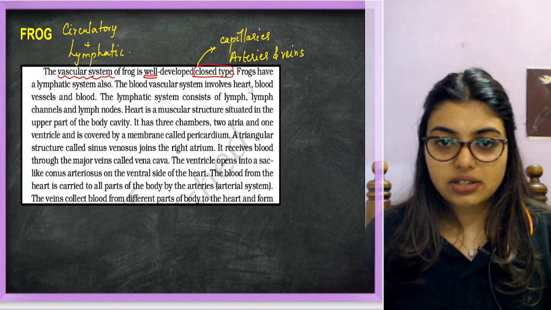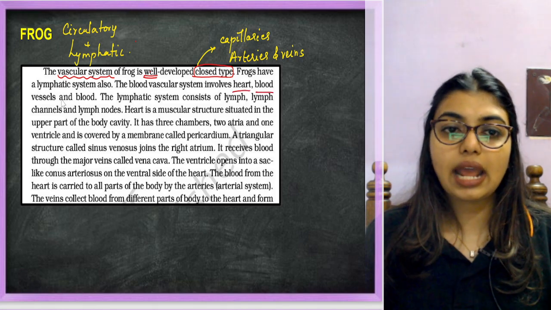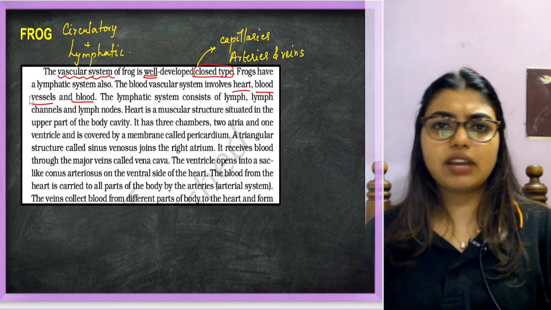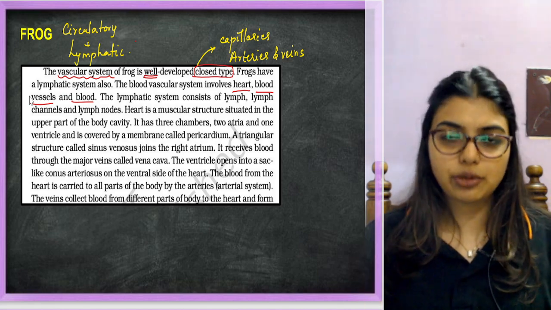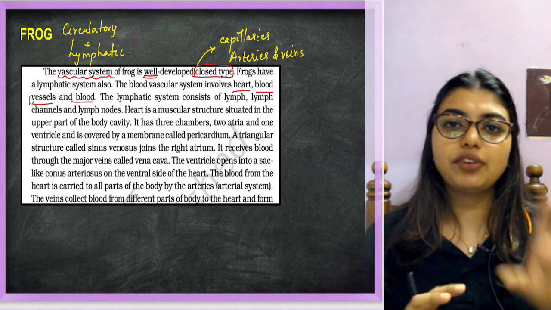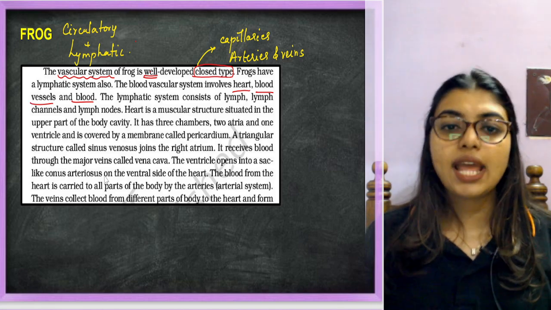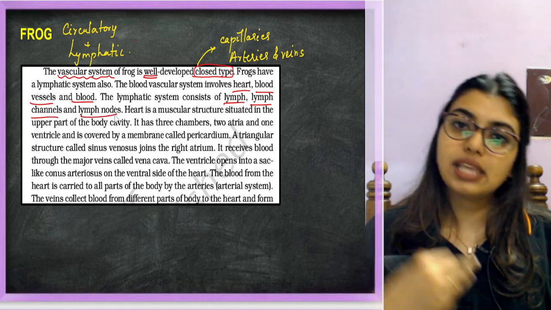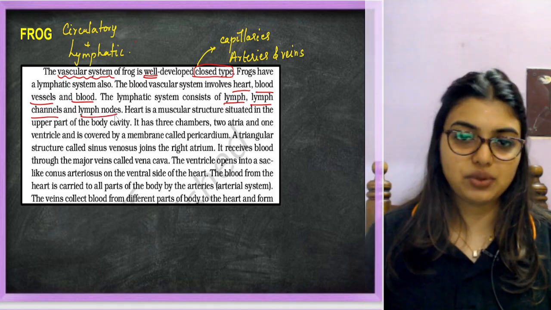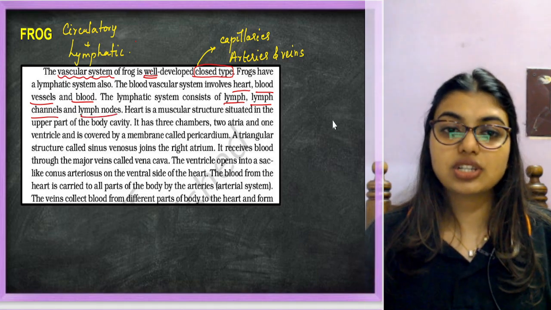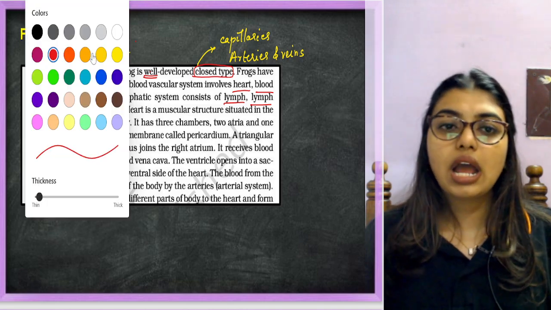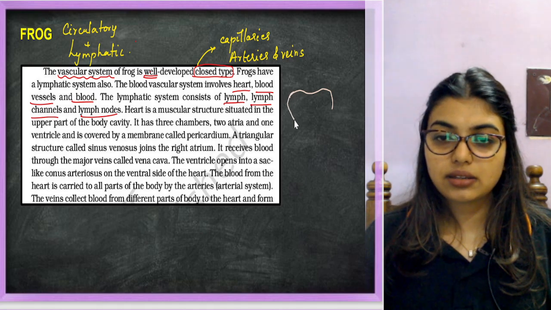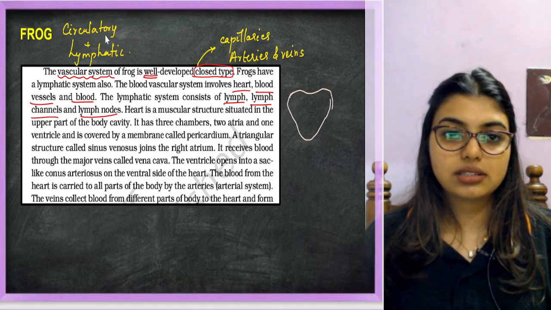Now the blood vascular system involves the heart, blood and blood vessels. Just like us, we have the heart and blood vessels, be it vena cavas, aortas, or pulmonary veins, as well as the blood. Now the lymphatic system consists of lymph channels and lymph nodes. Same for us, we have lymphatic vessels and lymph nodes. Now the heart is a muscular structure situated in the upper part. So here also the heart is a muscular structure, made up of muscle. So let's say the heart is like this. I think it became too small.